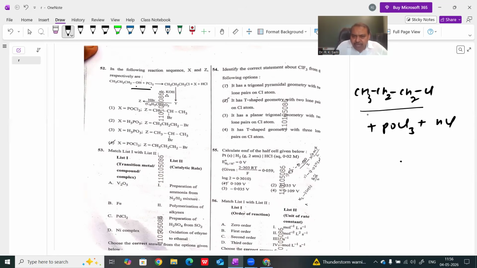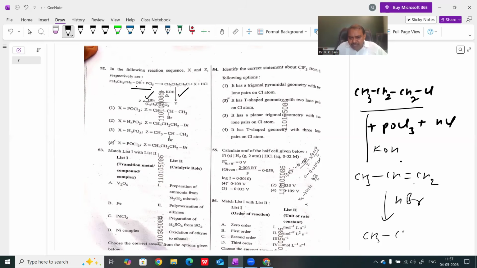When ethyl chloride reacts with alcoholic KOH, an elimination reaction takes place and hence the product is an alkene. And when it reacts with HBr in the presence of peroxide, anti-Markovnikov addition takes place. This means we obtain 1-bromopropane, or n-propyl bromide.